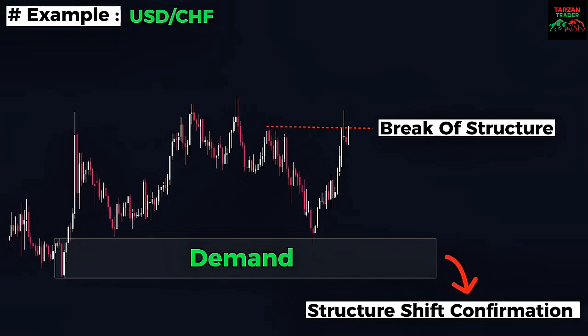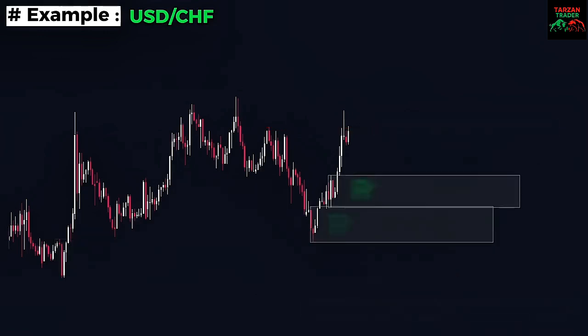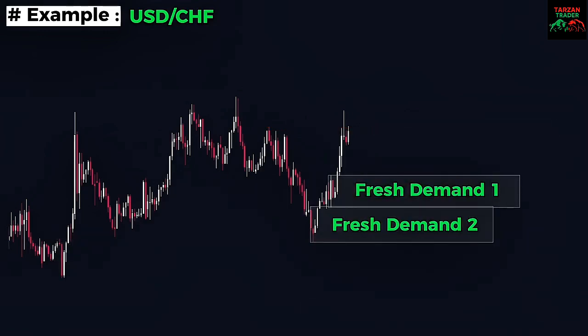This break validated a change in trend, giving us the green light to start looking for buy setups from fresh demand zones within that new bullish structure. The first potential entry would come on the pullback to one of those new demand zones, a higher probability entry that aligns both structure and liquidity. From here, we'd expect the market to create a new impulse leg and push into higher highs.